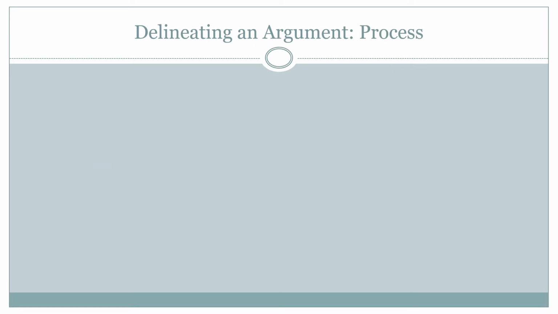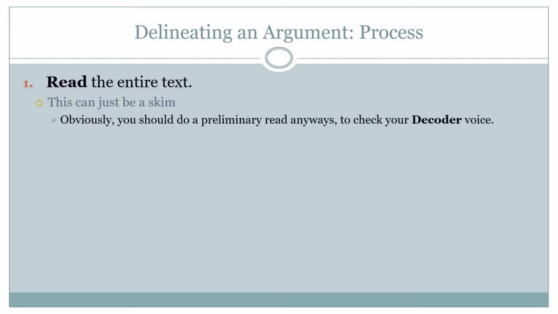So here's kind of the process of doing that. First thing you have to do, obviously, read the entire text. You are not even starting the process of delineating an argument until you've read the whole thing. Let me say it again. You're not starting the process of delineating an argument until you have read the entire text, that you've gone through and done your decoder voice, right? You know all the vocabulary words, that you are pretty sure that you understand all the words that this author is saying. This can just be a skim, just like we do in class, right?